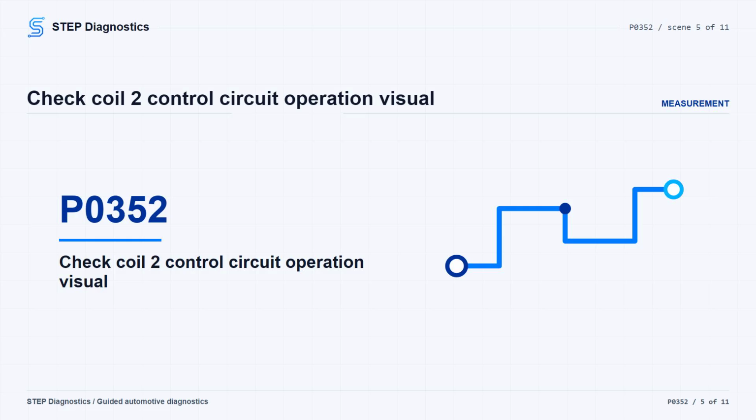A bright blinking light sends you toward the plug and coil secondary side checks. A light that stays on constantly sends you to a short to ground check on the control circuit. A light that stays off constantly sends you to an open or high resistance check on the control circuit.